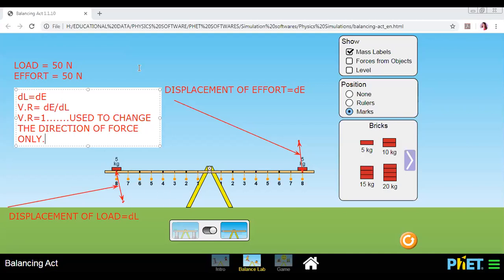See, what I want to do is lift this load, which is on the left hand side, up. But what I am doing is applying the effort on the right hand side in a downward direction. To lift an object in an upward direction, I am applying the effort in a downward direction. That's why we are simply changing the direction of force only. Okay, please write down.